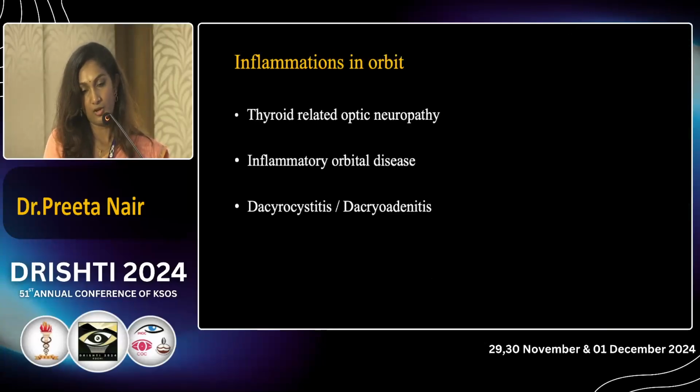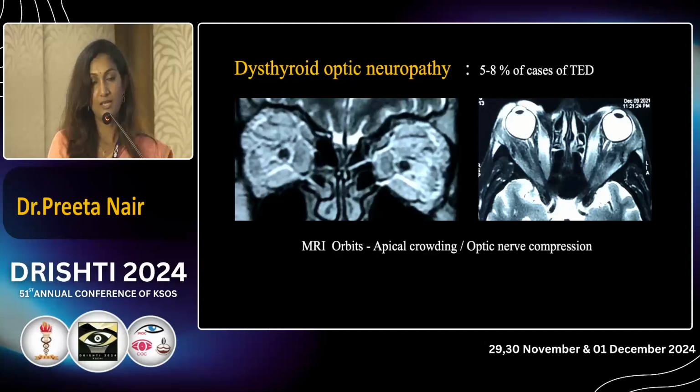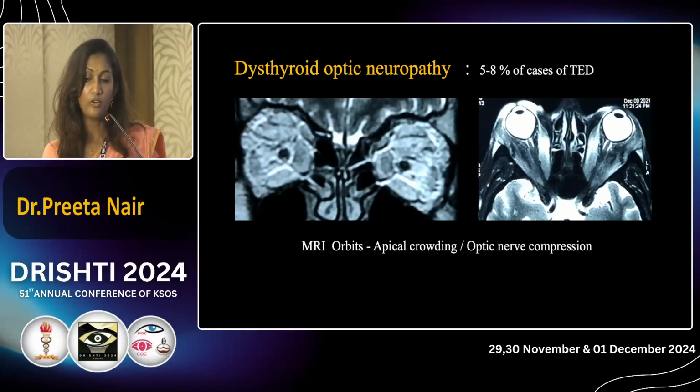Various inflammations in the orbit that you commonly see are like thyroid-related optic neuropathy, where you can expect an emergency in case of this thyroid optic neuropathy, which presents in 5 to 8 percent of cases of TED. If you go ahead with imaging, you can see such a picture where you can see the enlarged ocular muscles compressing the optic nerve at the apex. A picture where you see apical crowding or optic nerve compression is important because it is going to be vision threatening for the patient.